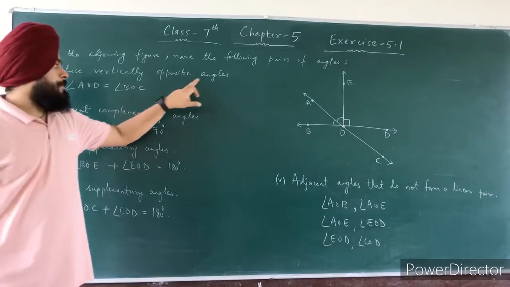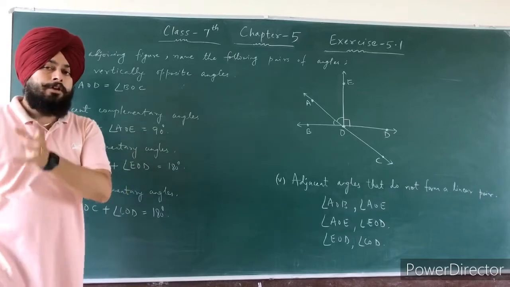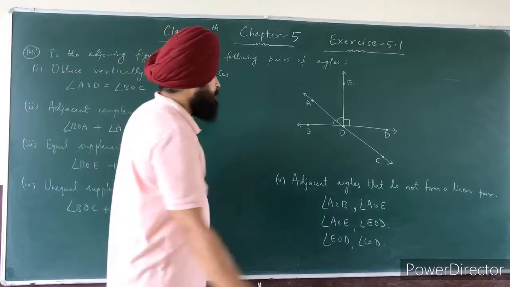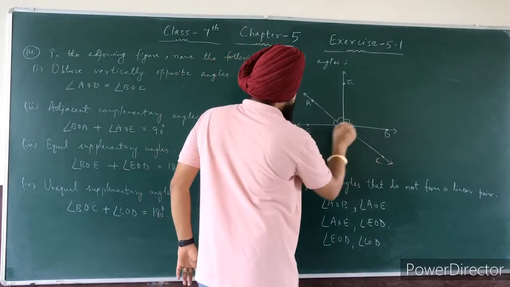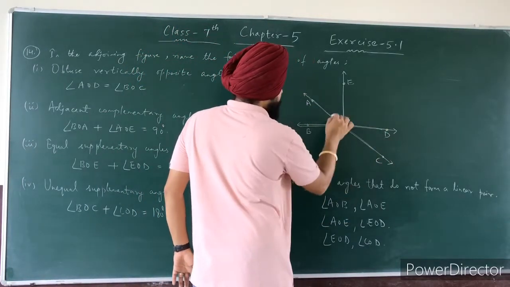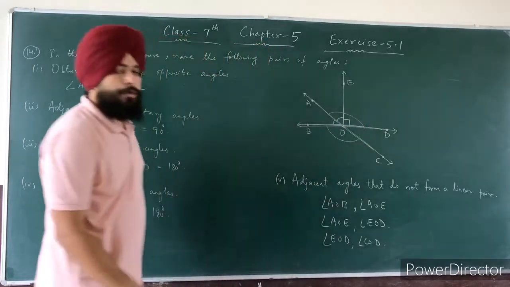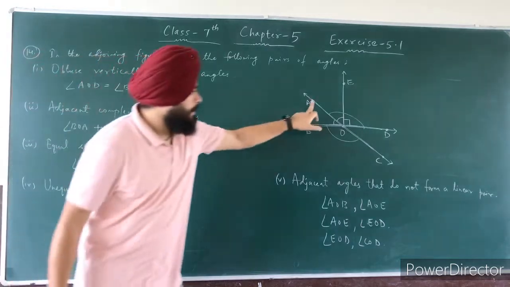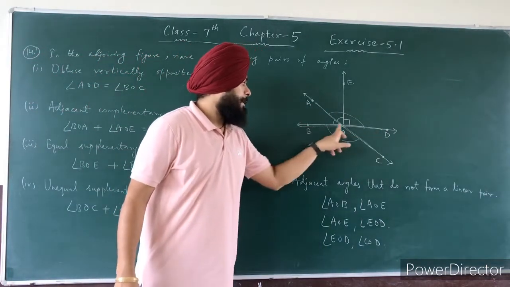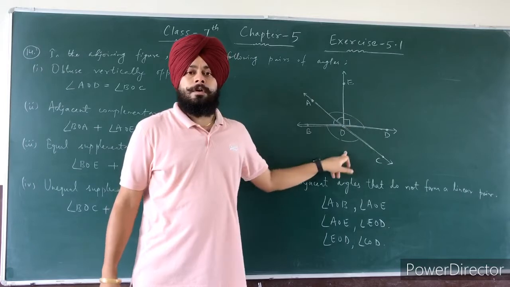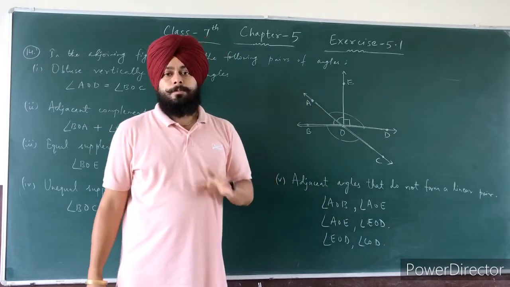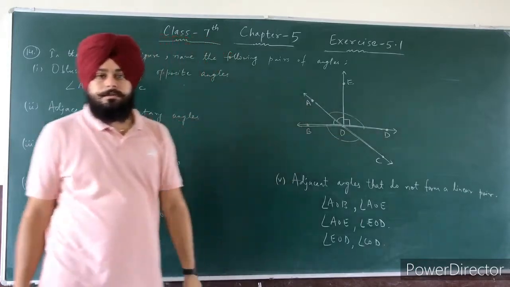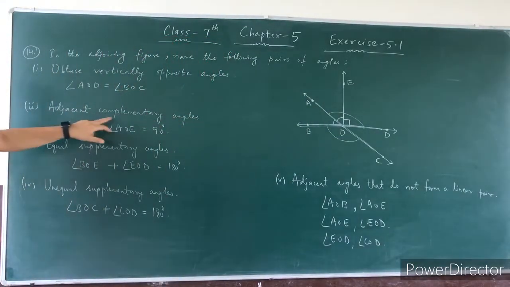Obtuse vertically opposite angles. So लिखा है कि वो vertically opposite angles जो obtuse होंगे. Obtuse means more than 90, less than 180. So you can see here, these are the intersecting lines, and these two pairs are obtuse vertically opposite angles. So our answer is angle AOD equal to angle BOC. You can see here angle AOD, angle BOC. So these are the pairs of obtuse vertically opposite angles, and these pairs are acute vertically opposite angles. ठीक है.